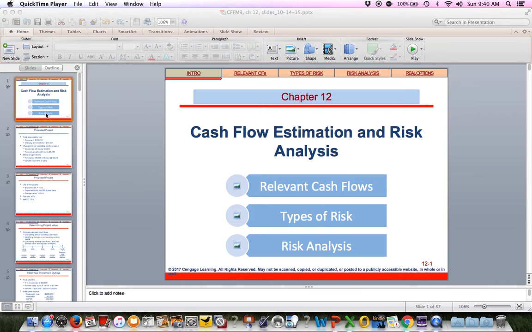And he just gave us the cash flows to figure out for future time periods. And this chapter is more about how do you come up with those cash flows. So instead of just giving them to us, in this chapter, we'll have to figure out what those cash flows are and figure out what a relevant cash flow is, and then basically factor risk into it.